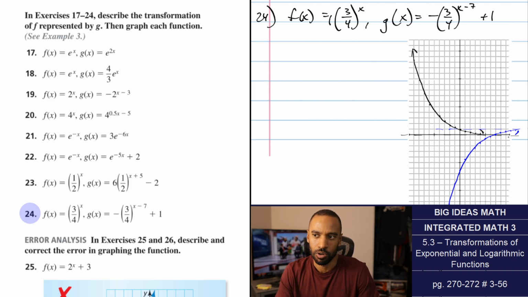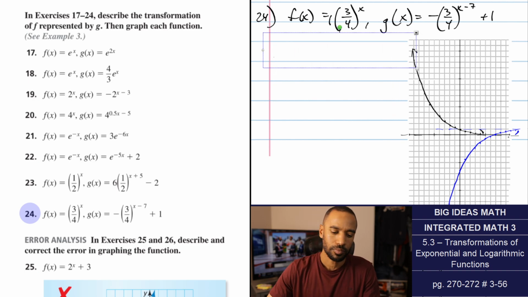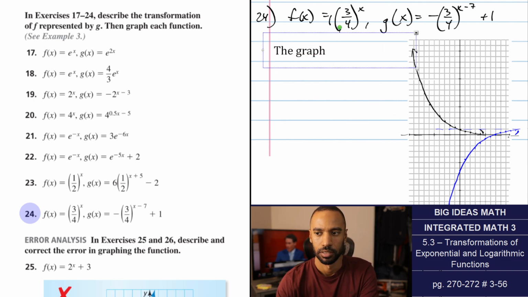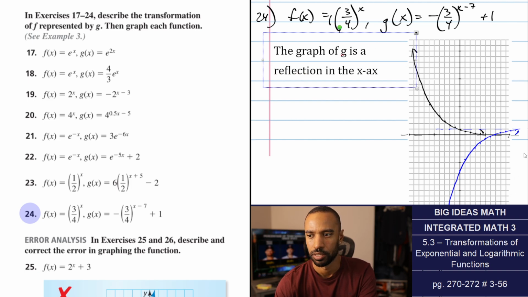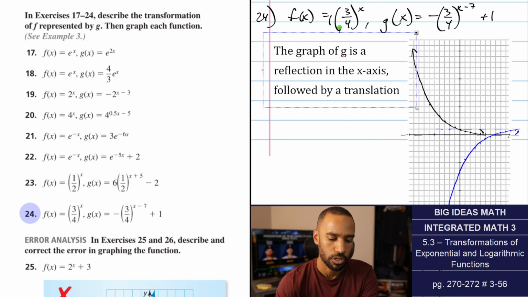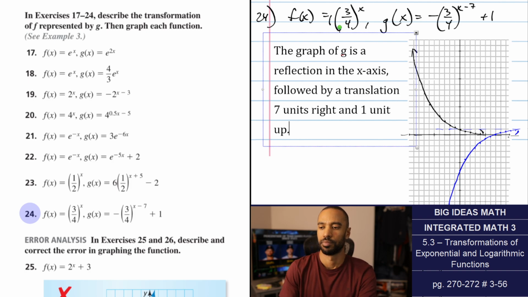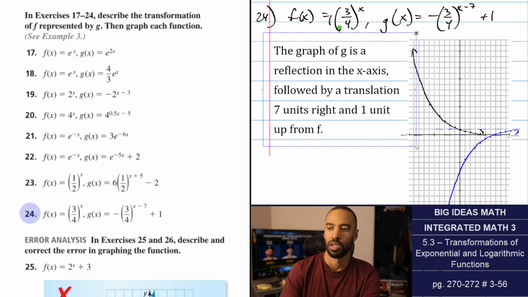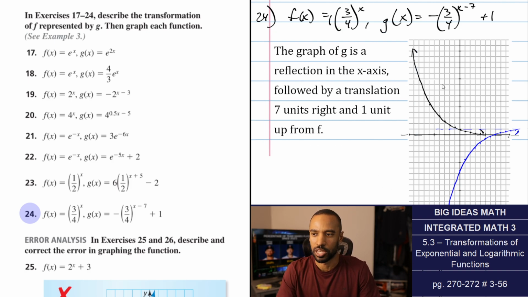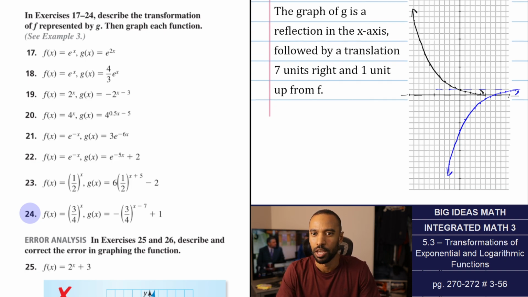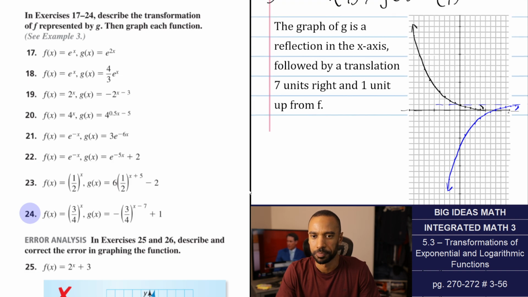I know I cheated, but that's everything that's going on there. The graph of g is a reflection in the x-axis followed by a translation 7 units right and 1 unit up from f. Okay, my f graphing was terrible with my 4/3. I couldn't take 4/3 of numbers. Super apologies for that. But there is the graph as a whole.